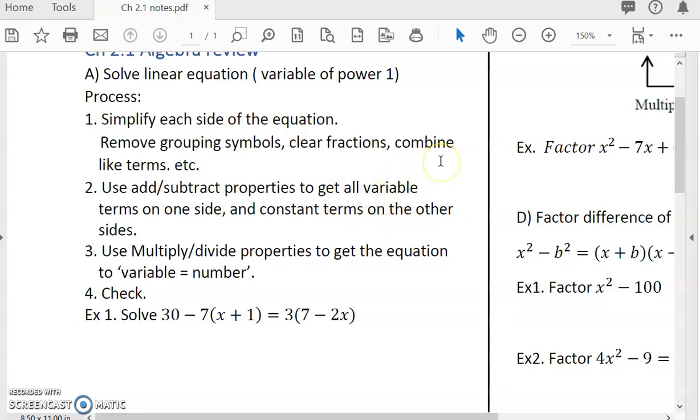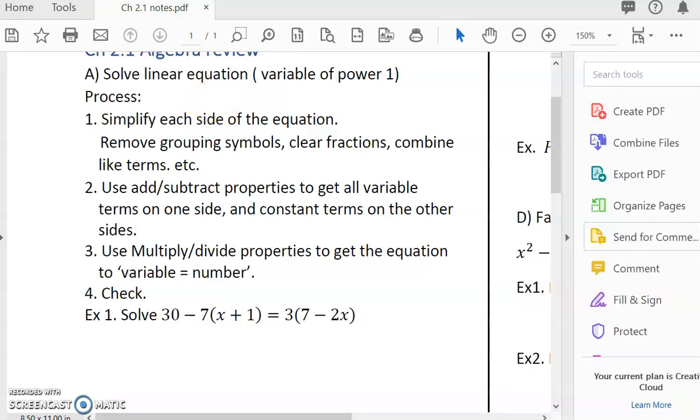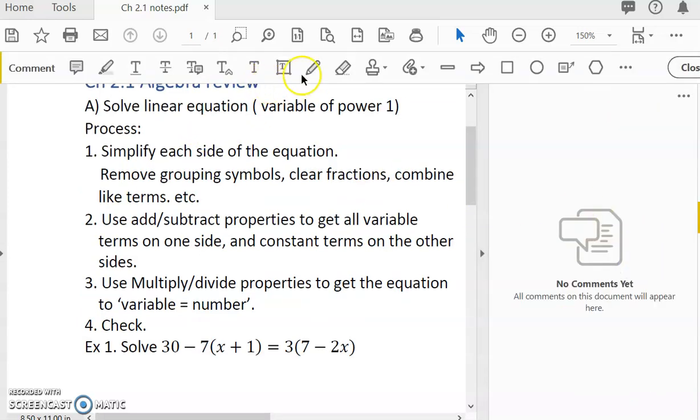So the first thing, of course, we will go through is how to solve a linear equation. What is linear? Linear means the variable is of power 1. So you would have x only in the whole equation. You might have multiple x, but it's power 1. You don't have square or square root or anything. So let's look at what the process is.